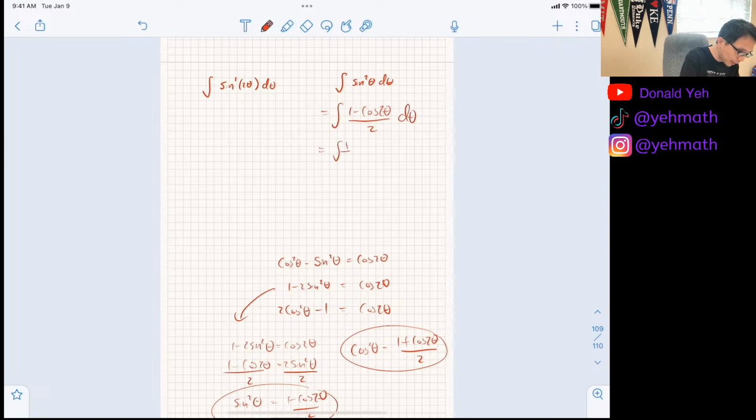And that's the integration of 1/2 minus cosine of 2 theta over 2 d theta. And that's equal to 1/2 theta. Remember this one I had to do u substitution. So u equals 2 theta, so du is equal to what? 2 d theta, and then d theta is du over 2, so it'll be minus sine of 2 theta over 4 plus C.